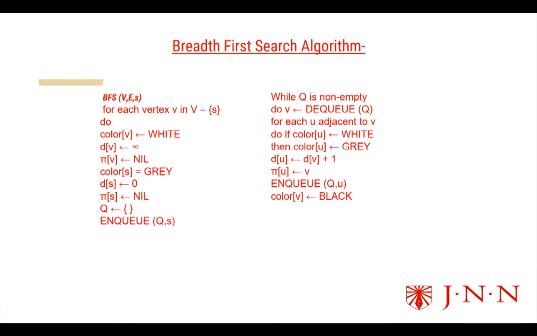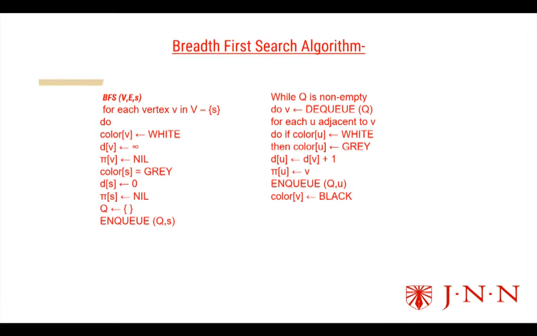When Q is non-empty, at that time we have to do the dequeue process. So here, for each vertex u that has to be processed, all the white vertices have to be turned into gray color.